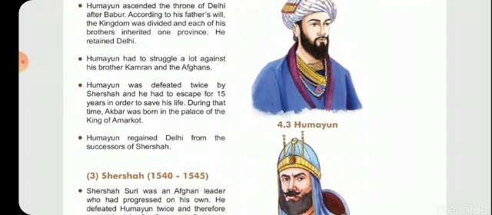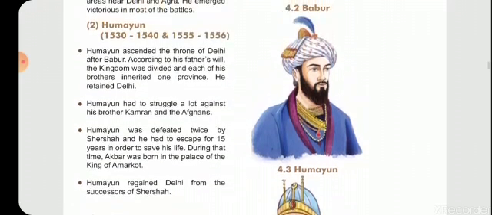Humayun had to struggle a lot against his brother Kamran and the Afghans. So he had a lot of struggle with his own brothers, Kamran, and the Afghans. Humayun was defeated twice by Sher Shah, and he had to escape for 15 years in order to save his life. During that time, Akbar was born in the palace of the king of Amarkot. See, when we look at the two timelines, he ruled Delhi from 1530 to 1540, but from 1540 to 1555, there is a gap of 15 years.